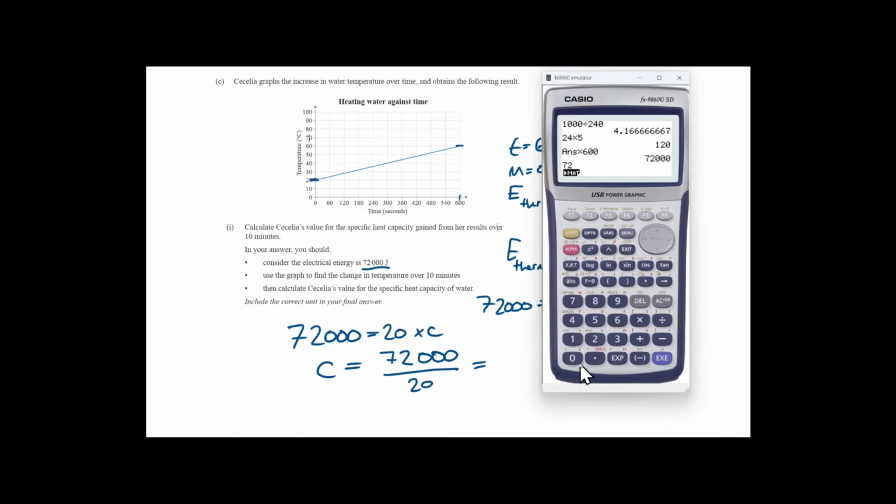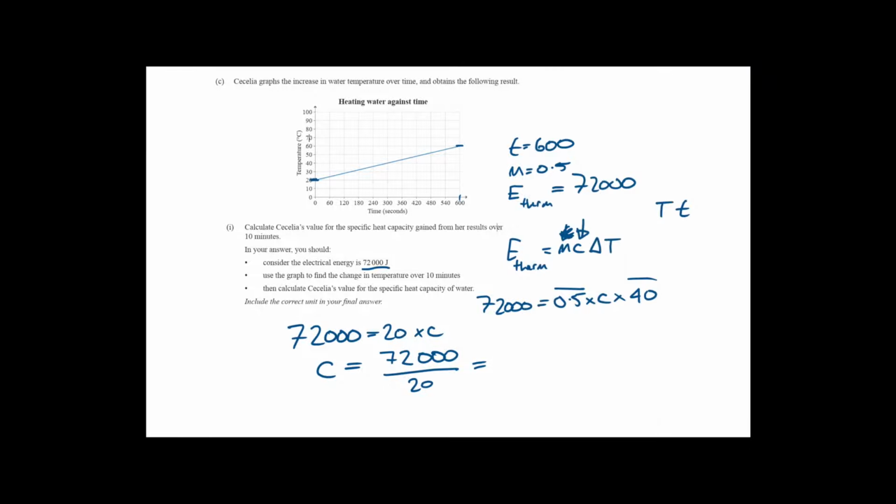All right, and let's grab our calculator and work it out. So 72,000 divided by 20 equals 3,600. So 3,600, and what is it going to be in? It's going to be in joules per degrees Celsius per kilogram. Okay, now there is a bit of a problem here.